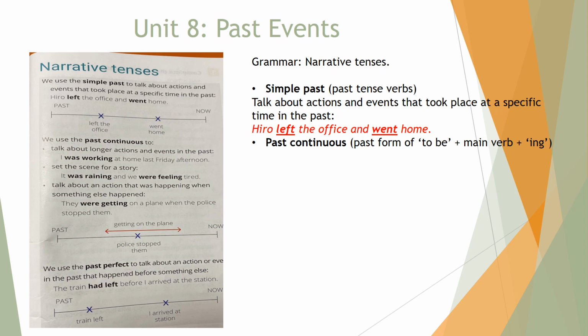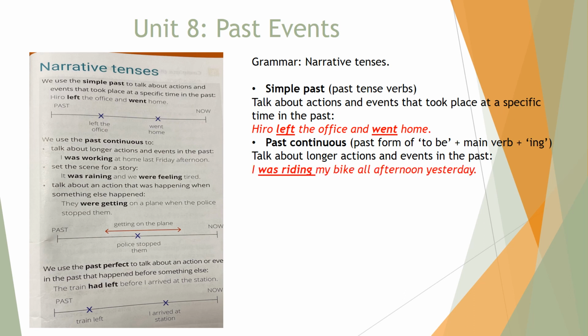So there are 3 different ways that we're going to use this. Talk about longer actions and events in the past. So the book's example, I was working at home last Friday afternoon. I was working. So that is a longer period of time. It's not just one action. It's an action that lasts for a longer period of time. Here's another example. I was riding my bike all afternoon yesterday. Okay, so maybe 3 or 4 hours.